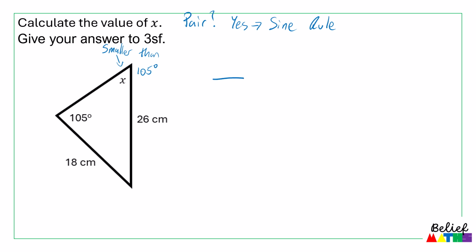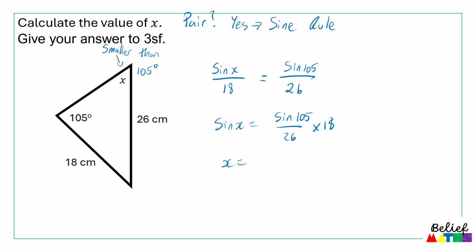So setting up our fractions, fraction equals fraction. I want my unknown in this top position, and remember my angles are connected to sine. So that's sine of x over 18, and the other fraction is sine of 105 over 26. Again, I can just move that 18 across, so I get sine of x equals sine of 105 over 26 times 18. And then as I know, because I'm trying to find an angle, I'm going to use that sine inverse. Sine minus 1, or sine inverse of sine 105 over 26 times 18.